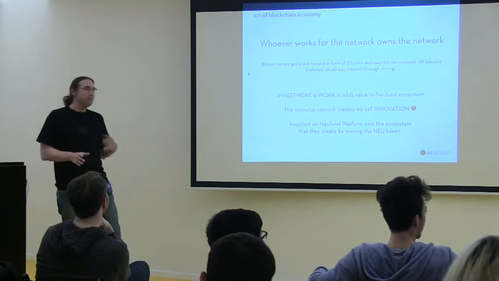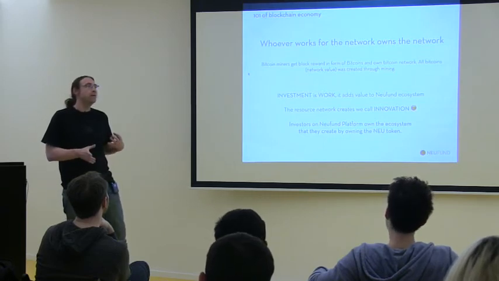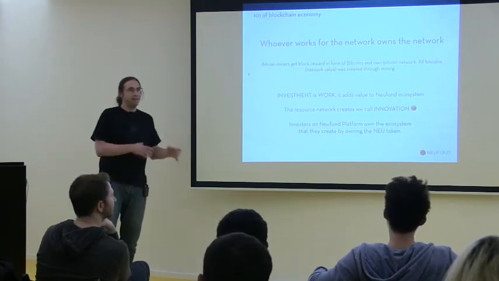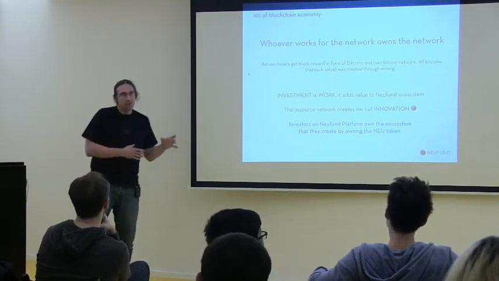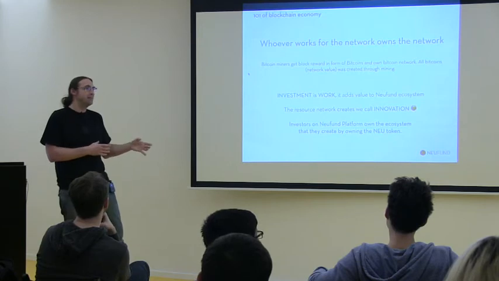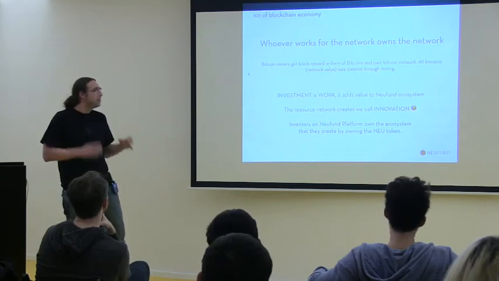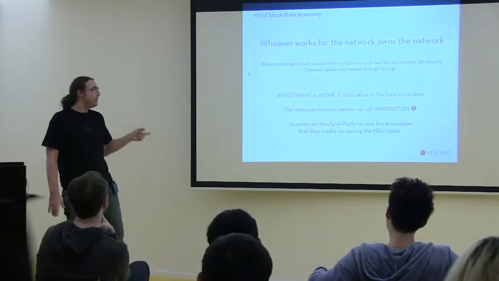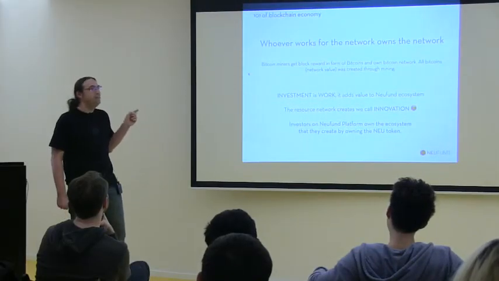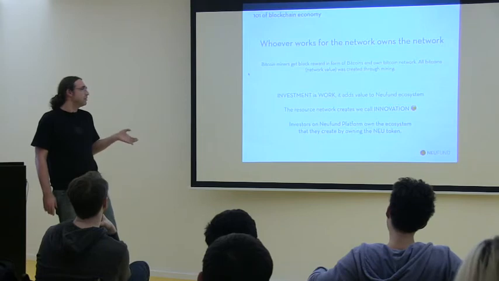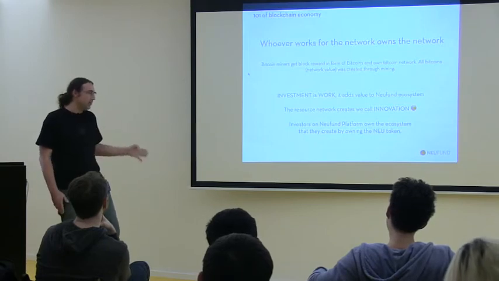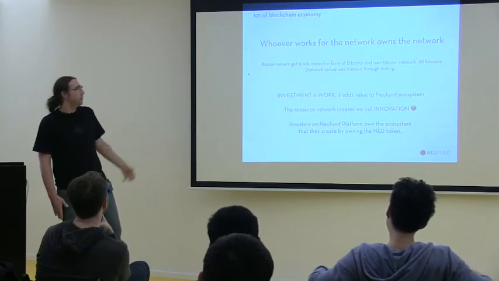And Bitcoin is a pure example of this. Every Bitcoin was mined. Every Bitcoin was created for providing useful work for this network. In that case, it's electricity, creating consensus via proof of work. So everything was created this way. Every Bitcoin was mined. It was a reward for creating this network.